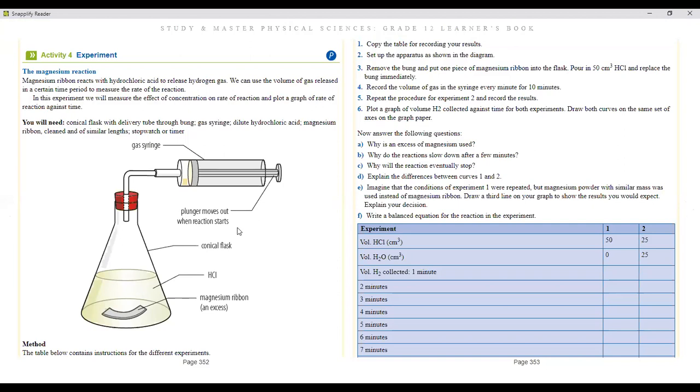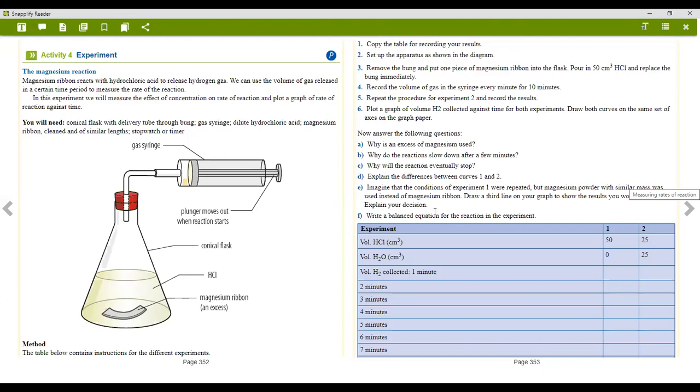So on number E, they say, imagine that the conditions of experiment one were repeated, but magnesium powder with a similar mass was used instead of a magnesium ribbon. Draw a third line on your graph to show the results you would expect and explain your decision. So that means that now, instead of using a ribbon or solid magnesium, we use magnesium powder. And I believe that magnesium powder will burn much faster because it's much lighter.